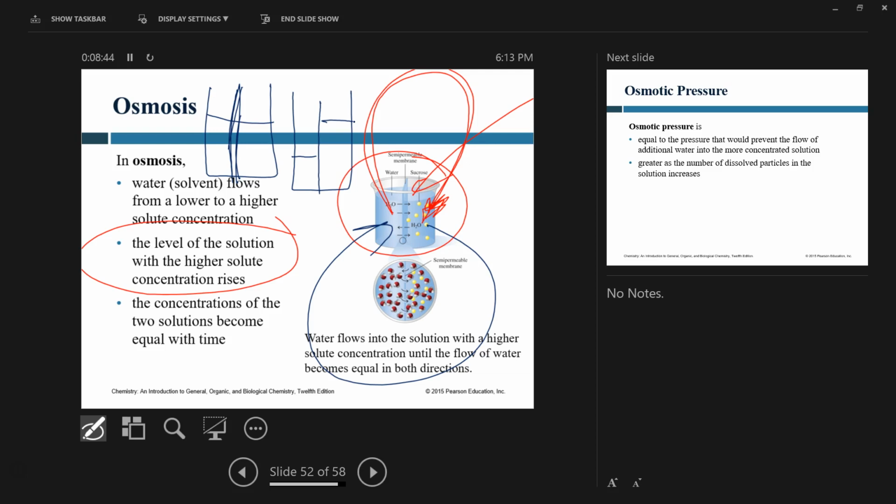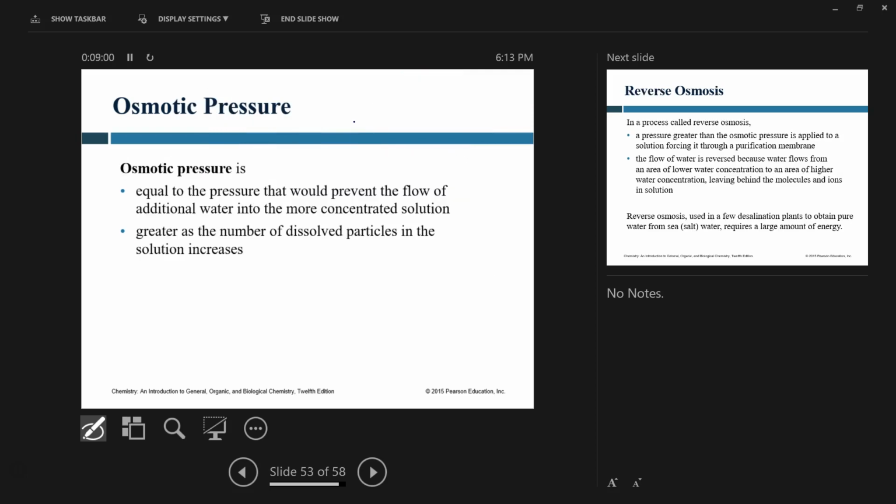So the osmotic pressure on the right-hand side is higher. Osmotic pressure is only on the right-hand side. And that osmotic pressure compensates for the flow. Does that make sense? So osmotic pressure is basically equal to the pressure that will prevent that flow. That's how we can calculate it, right?